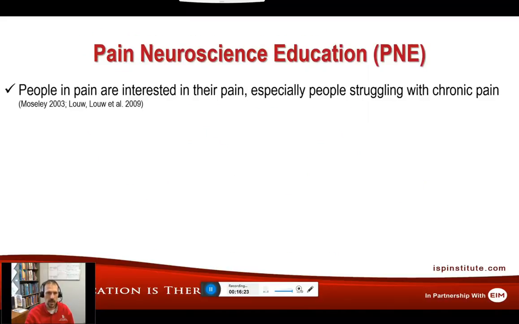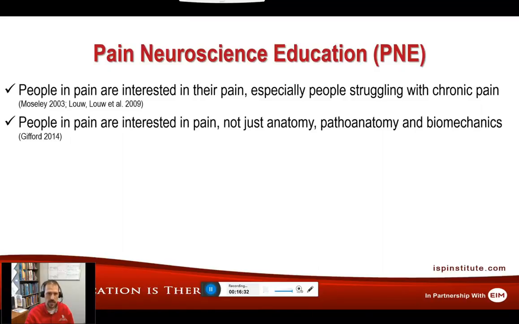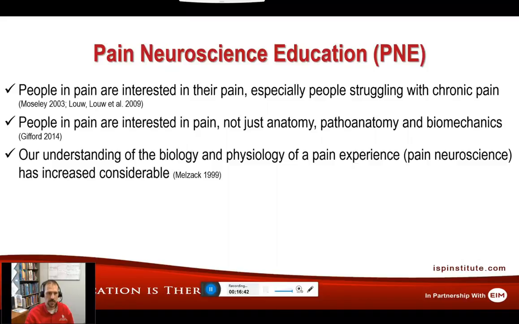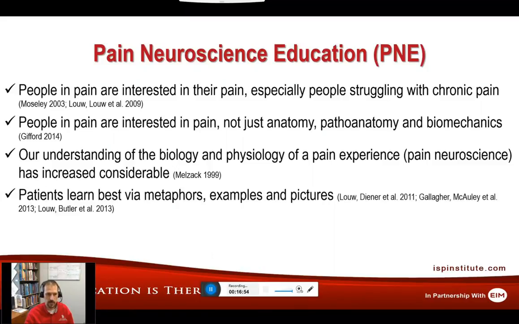So what do we know about pain neuroscience education? Patients are definitely interested in it, especially when they've suffered with chronic pain for a long period of time. They want to know more about it. They don't necessarily need to know the anatomy and biomechanics. Oftentimes they're interested just in pain and how pain actually works. We know that our overall understanding of pain neuroscience has increased considerably over the last 20 years with our research and our ability to understand the human body better and better. And patients can learn this information.